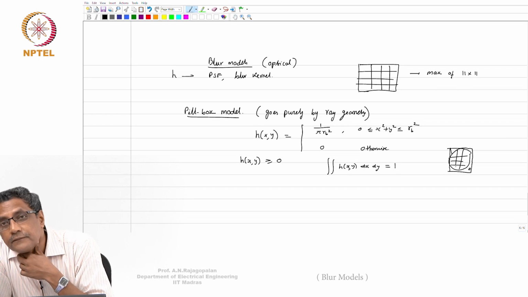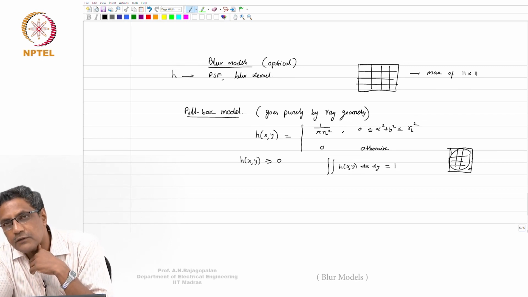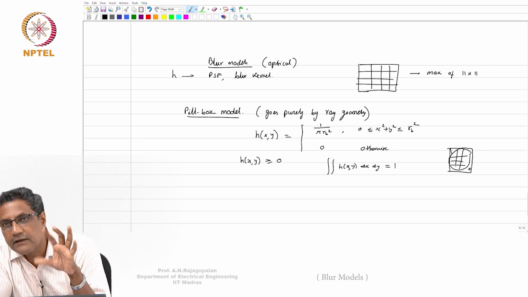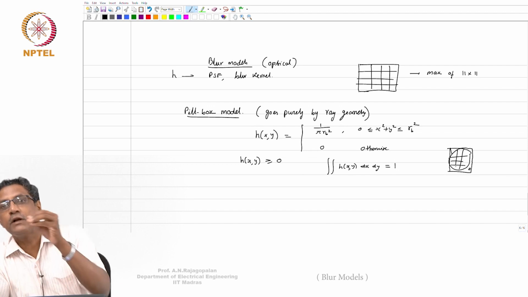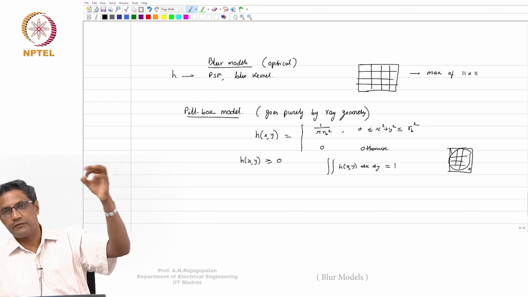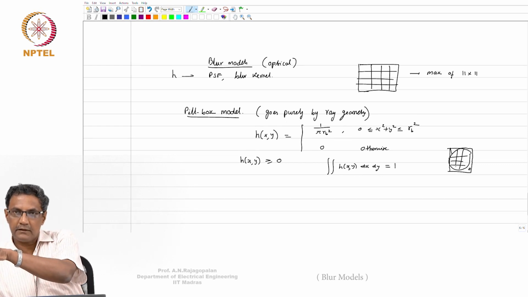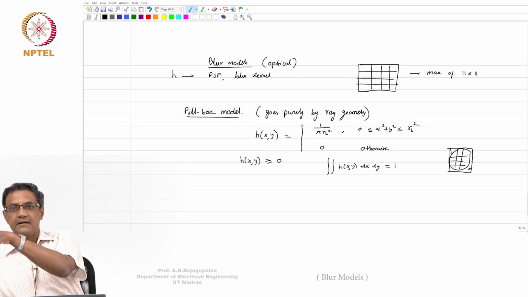Why greater than or equal to 0? Because you can't really make an intensity negative. When a lens acts, it cannot make the intensity negative. It can only spread. If there is no blur, you just see the intensity that you would have seen with a pinhole. Else, it has to spread, right?